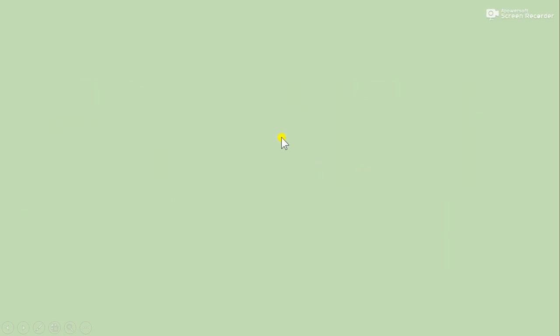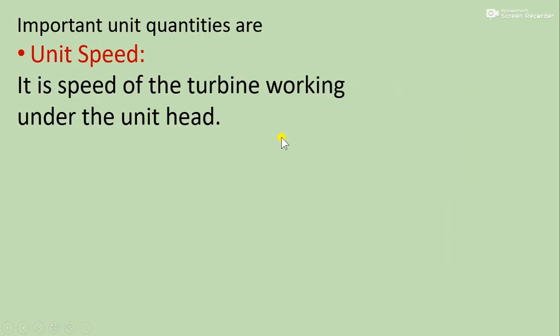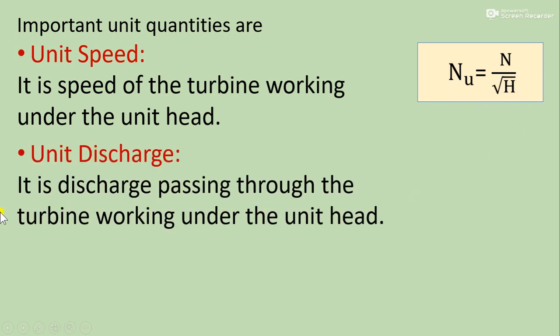So let us see the types of unit quantities. There are basically three types. Unit speed is the speed of a turbine working under unit head. It is given by the formula Nu is equal to N upon square root of H.